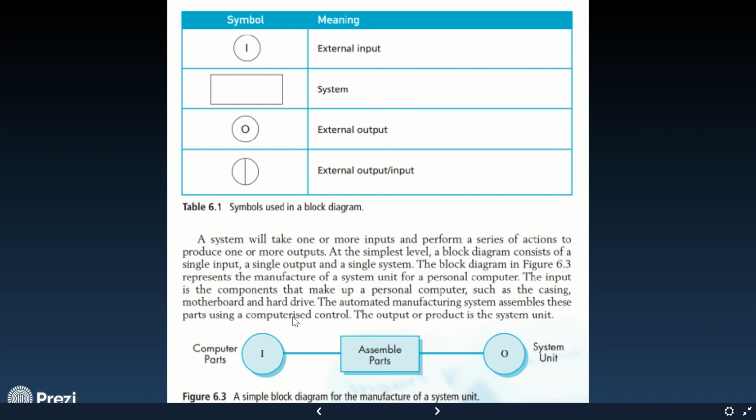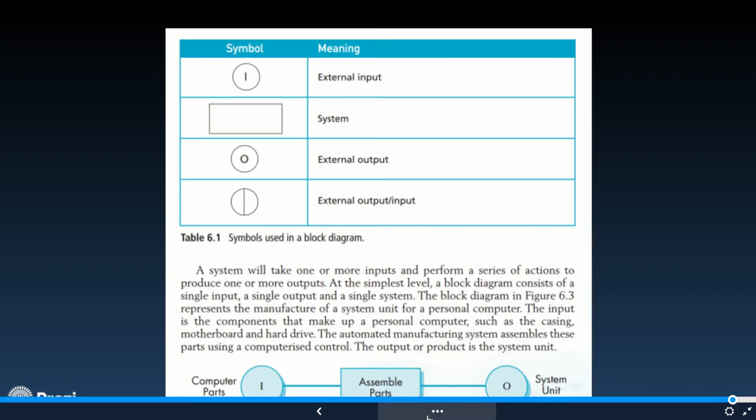So for example, here is the manufacture of a computer, just a PC with its casing and things like that. The inputs are the computer parts, then the process is assembling the parts, and then the output is, hey, look at this, we've got a computer built.